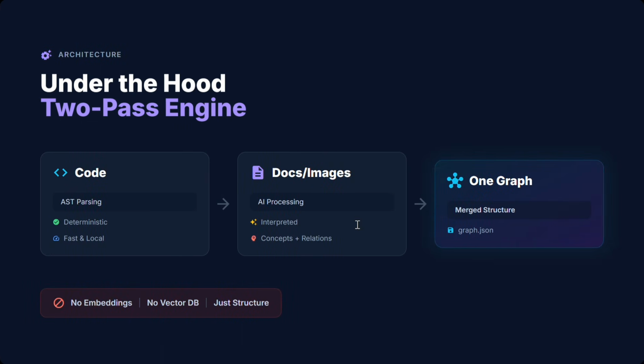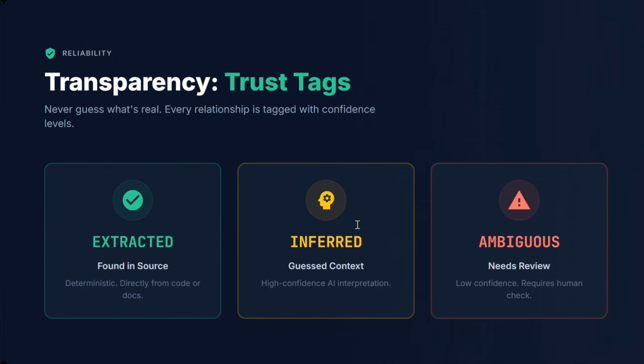Under the hood, there are two parse engines: code, AST parsing, deterministic, fast and local; docs and images, AI processing, interpreted and concept relations. And then one graph is created out of this merged structure.